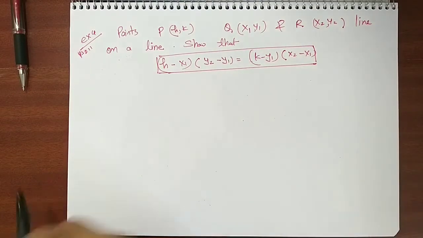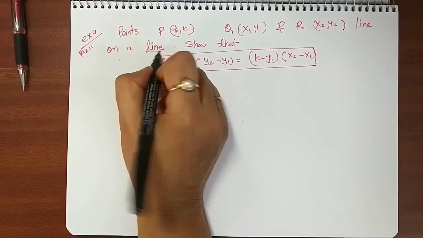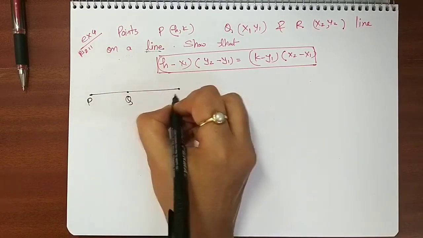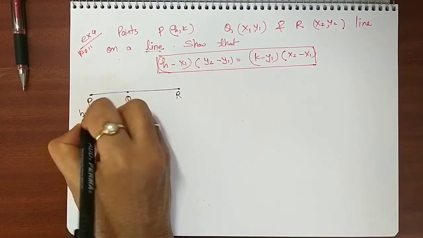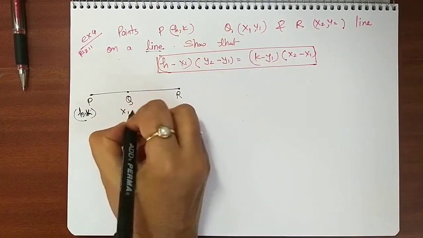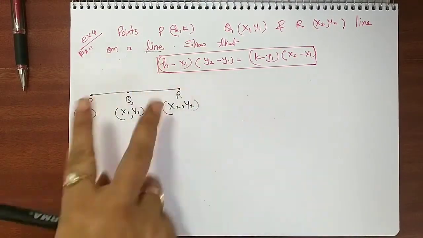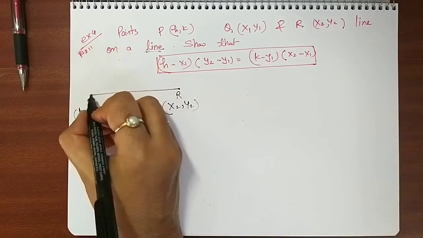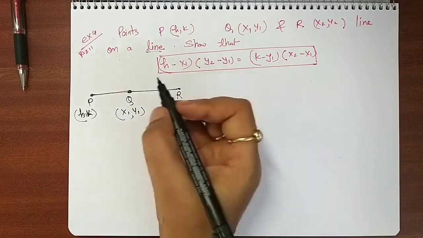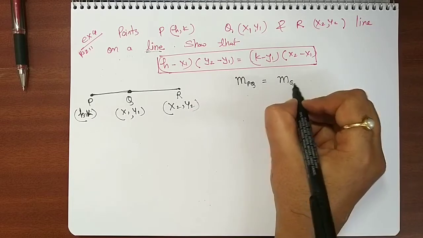Okay, guys. So this is the question that 3 points lie on a line, on a same line. So that means the points are something like this. Suppose this is P, this is Q, and this is R. P is h comma k, Q is x1 y1, R is x2 y2. If this is the same line, then slope from here to here will be same as slope from here to here because it's the same line. That is, m of PQ should be equal to m of QR.